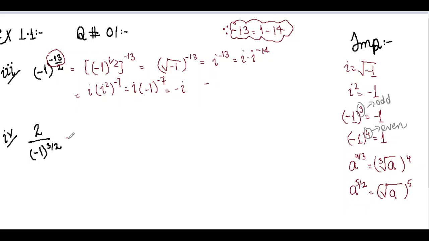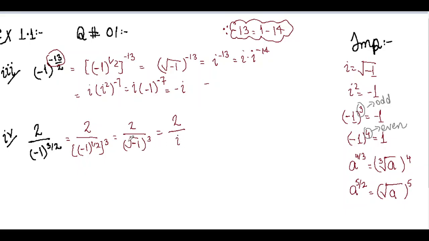Now moving towards part number 4, it's 2 by minus 1 whole raised to the power 3 by 2. We'll do it in the same way. 2 divided by minus 1 whole raised to the power 1 by 2, and the whole power 3 remains as it is. Now we'll change this 1 by 2 into its radical form. 2 divided by under root of minus 1 whole raised to the power 3. It becomes 2 divided by iota.